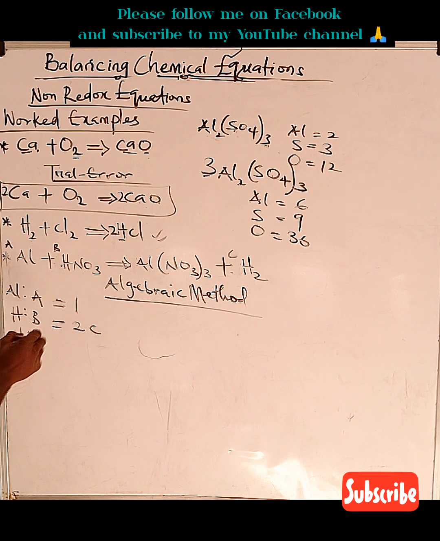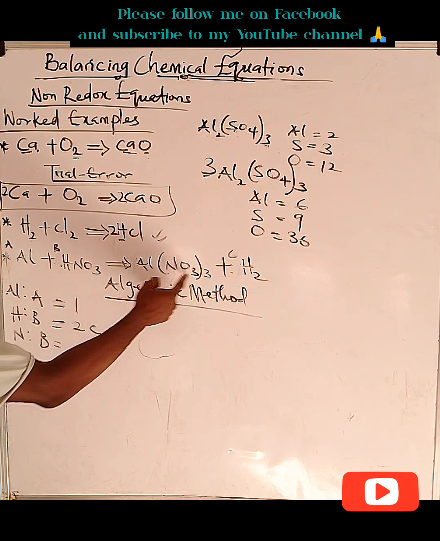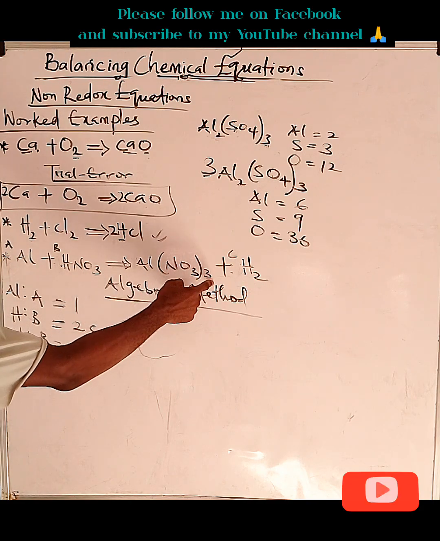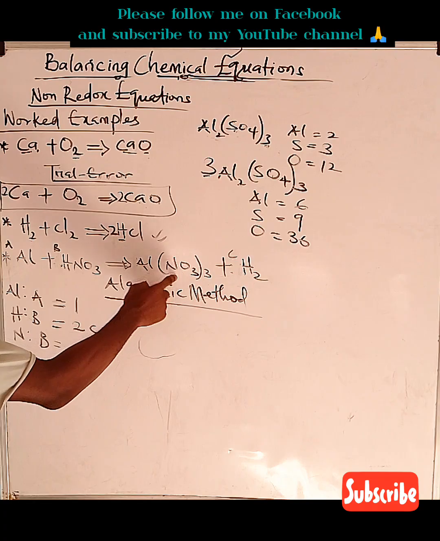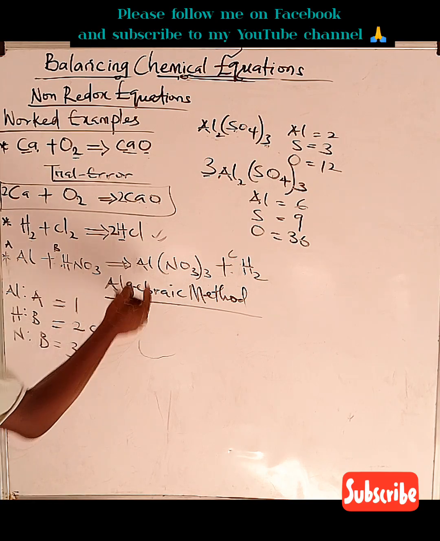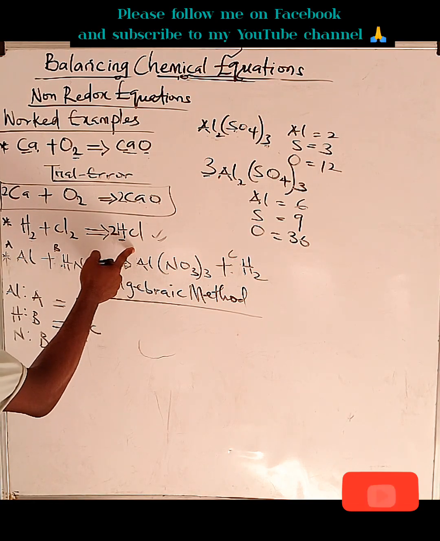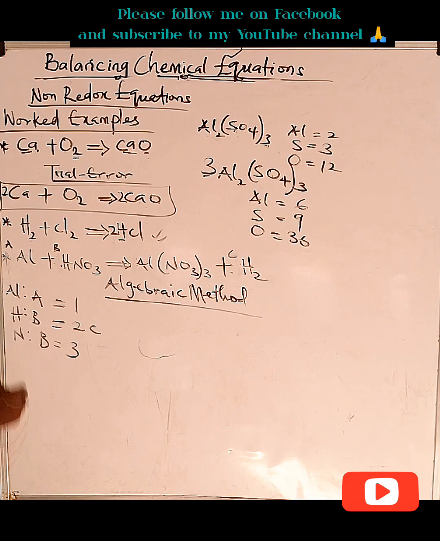1 times B is B. That's the nitrogen right now. So nitrogen here, we have 1 times 3 is 3. So that's just 3. There's no attachment, no coefficient here. 1 times 3 is 3. So we're done with the nitrogen.